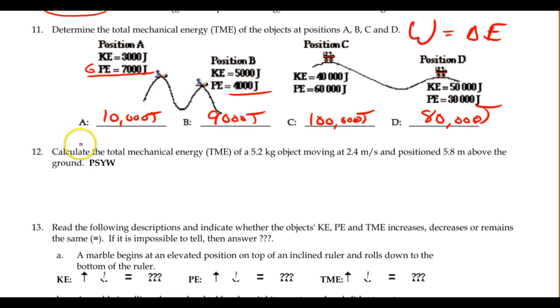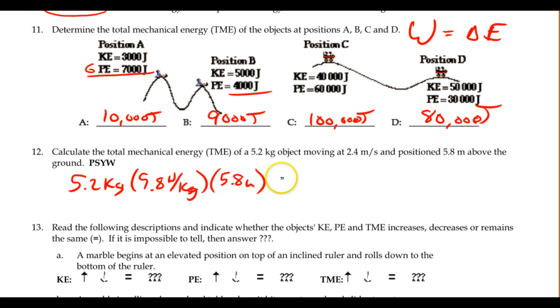Okay, we want to calculate the total mechanical energy of an object that's 5.2 kilograms. To calculate the GPE, it's going to be times 9.8 newtons per kilogram. And we're going to multiply that by the height, which is 5.8 meters above. We're going to have to add to that sum 1/2 of the mass, 5.2 kilograms, times its speed squared, 2.4 meters per second squared. Don't forget to square that. Squaring is the major impact on.